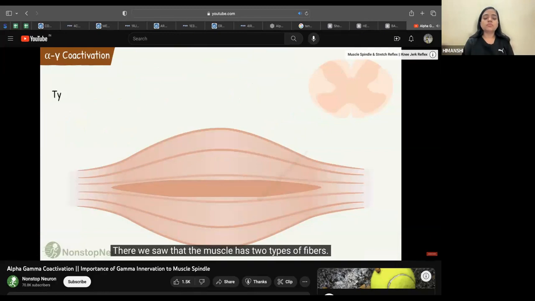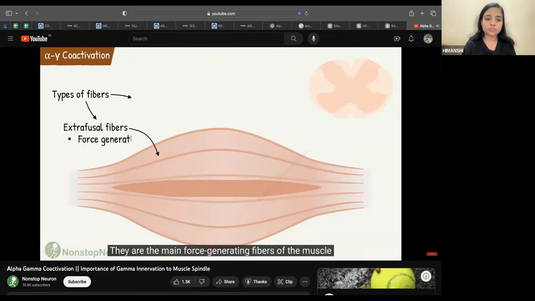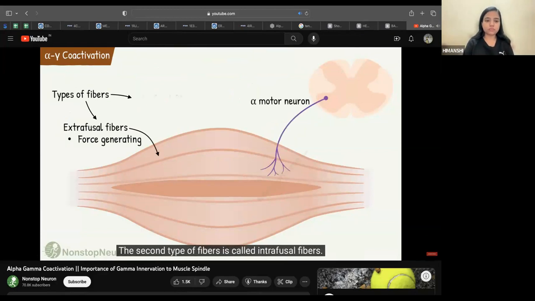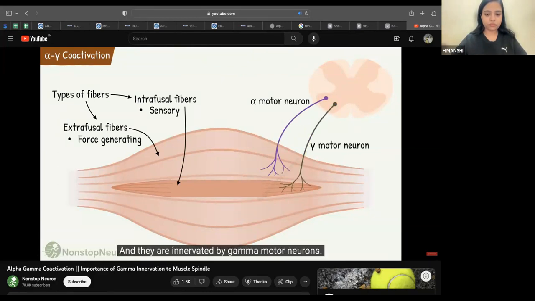There we saw that muscle has two types of fibers. One is extrafusal fibers. They are the main force generating fibers of the muscle, and they are innervated by alpha motor neurons. The second type of fibers is called intrafusal fibers. They mainly play a sensory role as part of muscle spindle. However, their ends also contain contractile elements, so they can also contract. And they are innervated by gamma motor neurons.